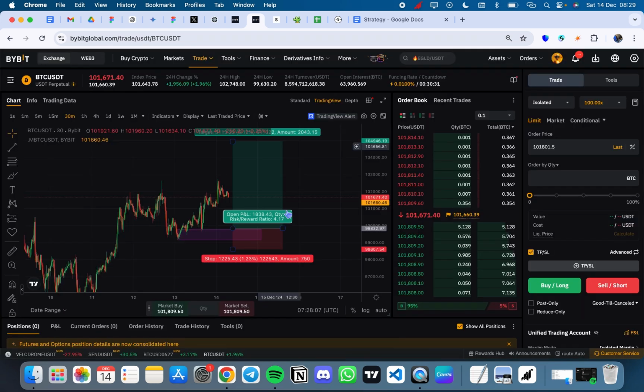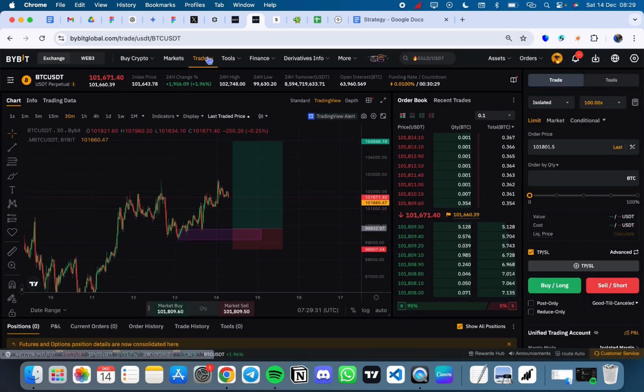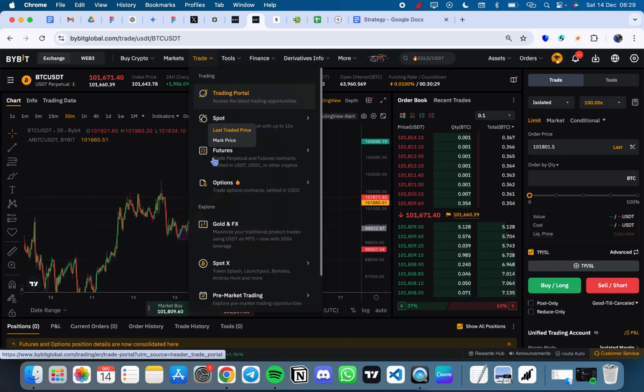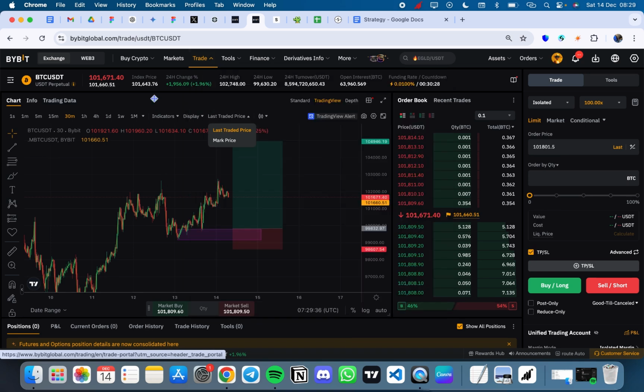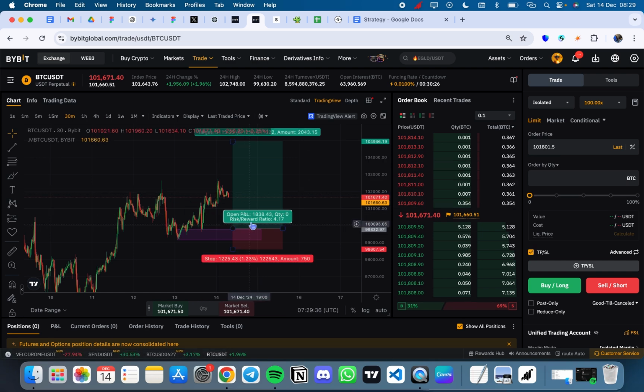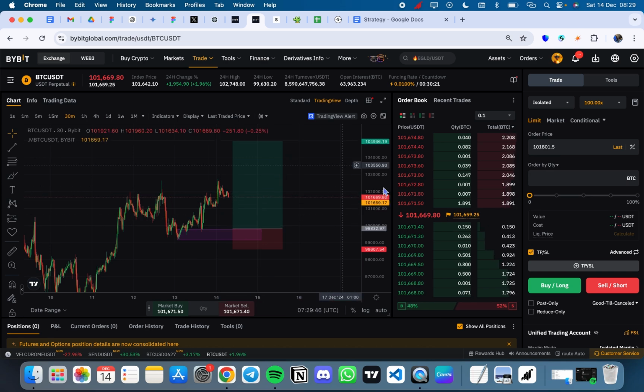Once again, for you to get to here, come to trades, hover around trades, go to futures, and from futures, you will be directed to this place. What we can see on futures, let's say we're interested in taking this particular trade from this level. We're anticipating that if price comes here, we buy and we hold for 104,000. So what we have is our entry and our stop loss.